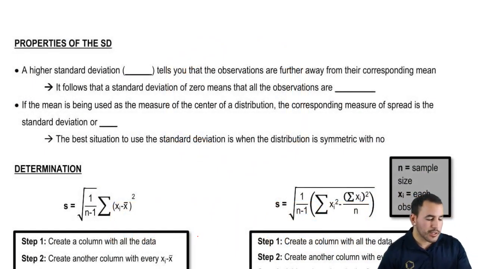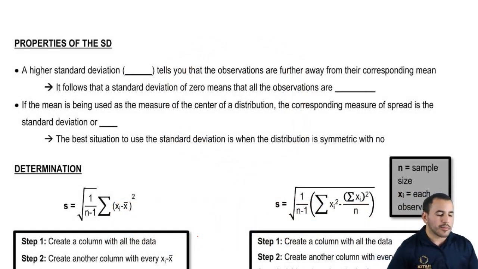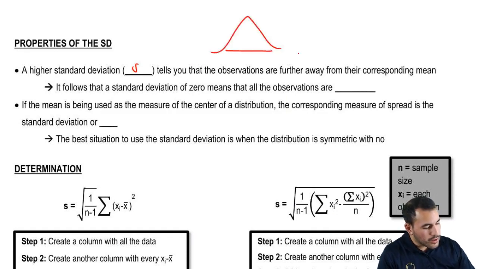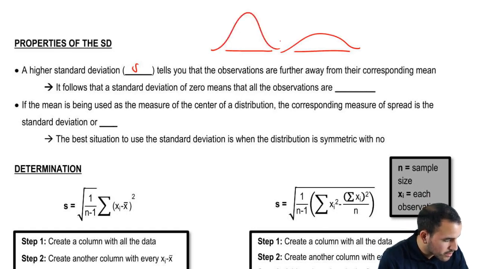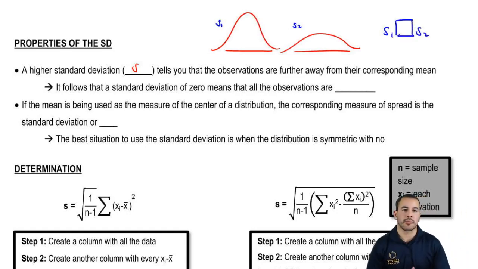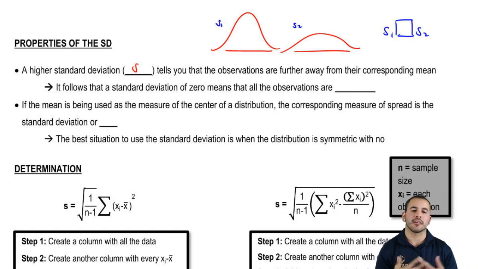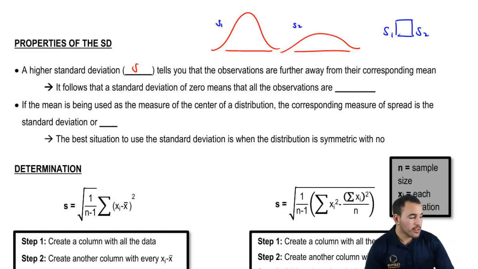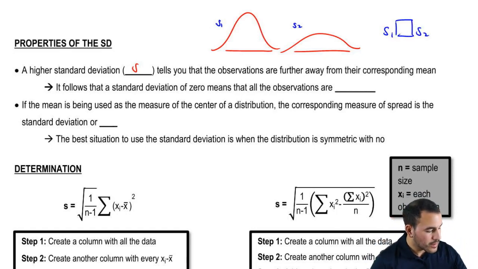So a higher standard deviation, which is going to be represented by the letter S, tells you that observations are further away from their corresponding mean. So let's go ahead and just do two quick examples. So let's say this is standard deviation 1 and standard deviation 2. So which one do you think is bigger out of those two, standard deviation 1 or standard deviation 2? And remember, the definition for standard deviation is how spread out the data is, or how far away it is from the corresponding mean. So looking at these two, here's our mean, right?